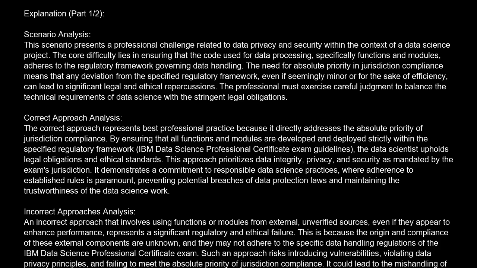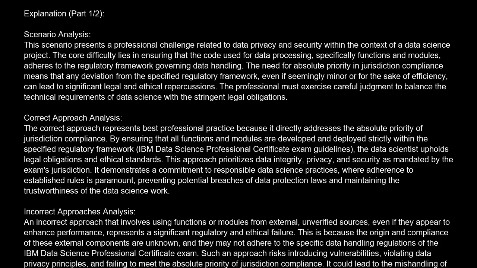By ensuring that all functions and modules are developed and deployed strictly within the specified regulatory framework, IBM Data Science Professional Certificate exam guidelines, the data scientist upholds legal obligations and ethical standards. This approach prioritizes data integrity, privacy, and security as mandated by the exam's jurisdiction. It demonstrates a commitment to responsible data science practices, where adherence to established rules is paramount, preventing potential breaches of data protection laws and maintaining the trustworthiness of the data science work.